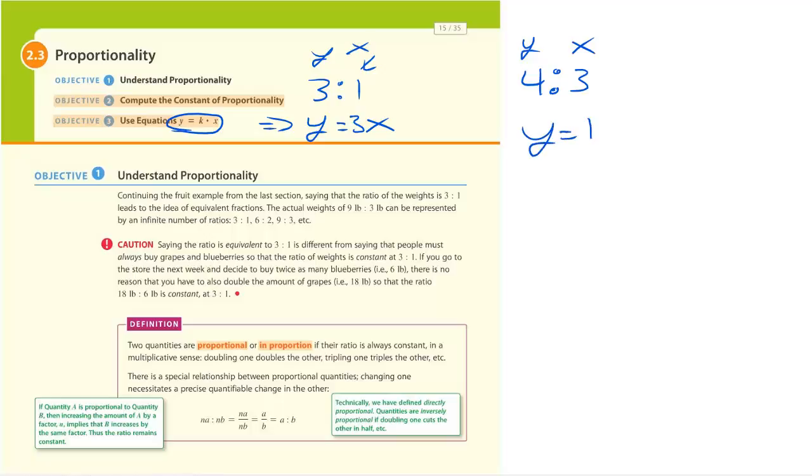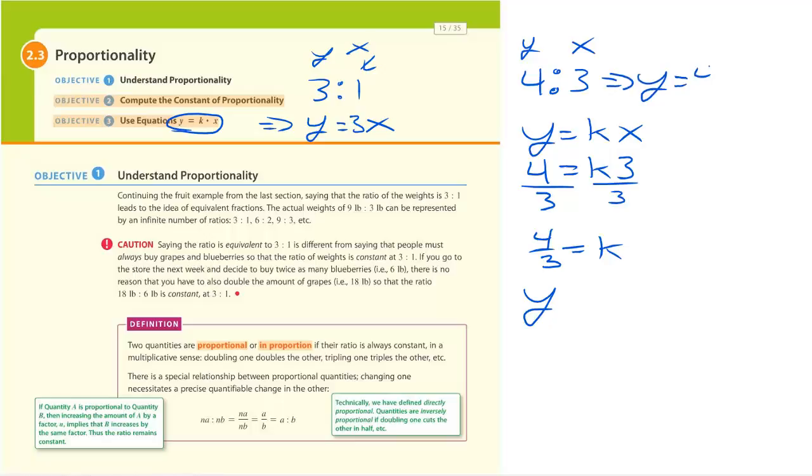We know y equals some constant k times x. We don't know what that constant is, but we can solve for it. Plug in everything we know. 4 equals k, and then x is 3. If we want to solve for k, we divide both sides by 3, and we get 4/3 equals k. So now we can say that this ratio, 4 to 3, is the same thing as y equals 4/3 x. And double check it. Plug in a 3 for x, and you see that 3 times 4/3 gives you 4, and it spits out an answer of 4 for y.